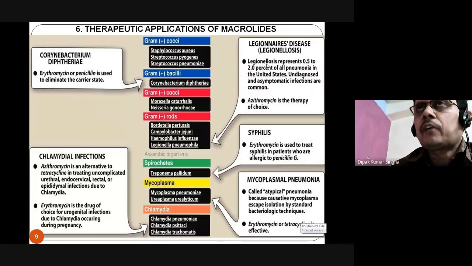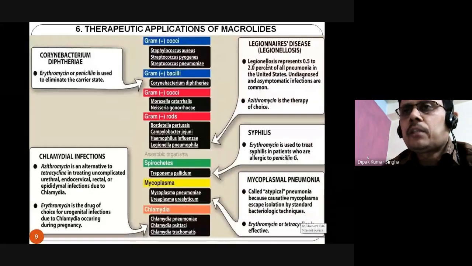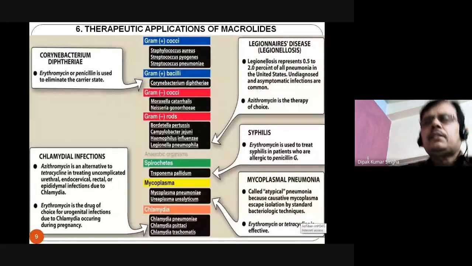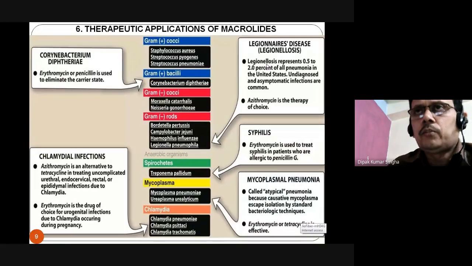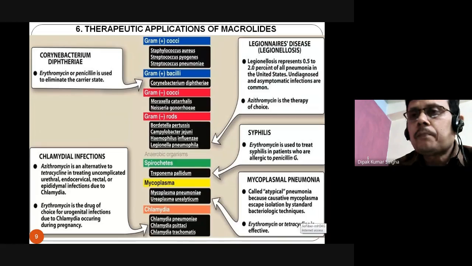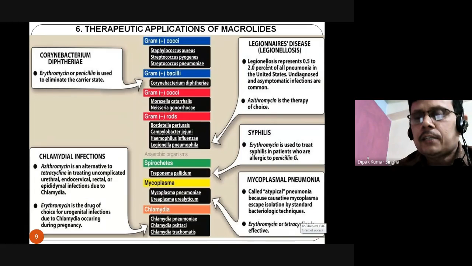Therapeutic application of the macrolide group of antibiotics: gram-positive cocci, gram-positive bacilli, gram-negative cocci, gram-negative rods, spirochetes, Mycoplasma, and Chlamydia. So macrolide antibiotics are used similarly to tetracycline, but depending on clinical conditions, patient response, or some side effects, we have a choice of different drugs for different patients.